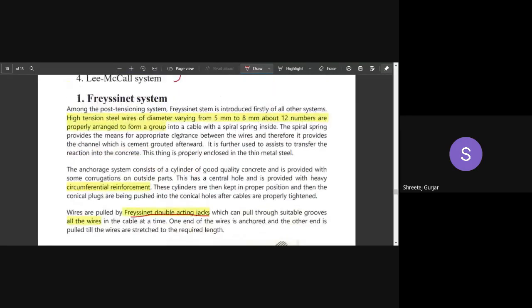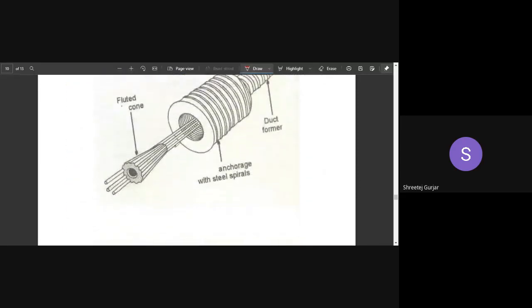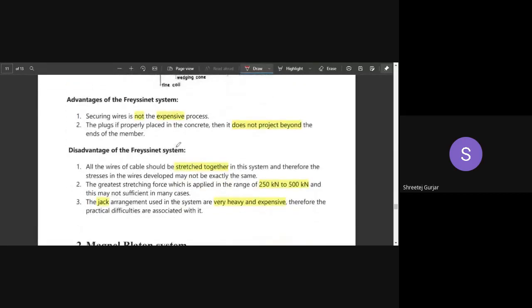So this is how a Fresnel system is. Coming to the advantages of the Fresnel system. Securing wires is not an expensive process. Your first advantage is that it is not very expensive compared to the other post-tensioning systems. So this is one advantage of the Fresnel system.